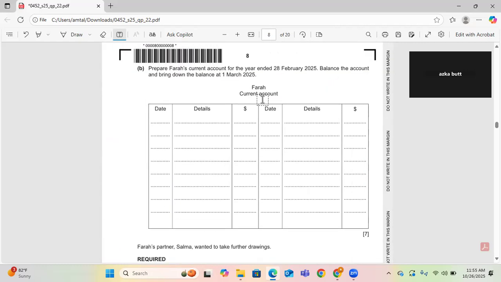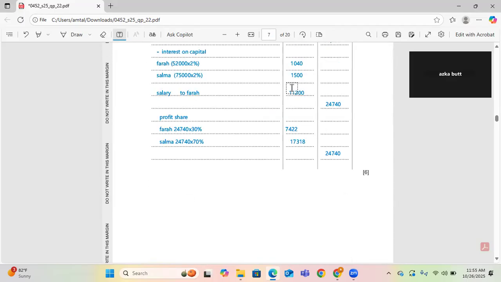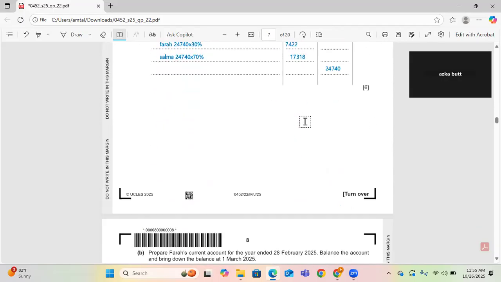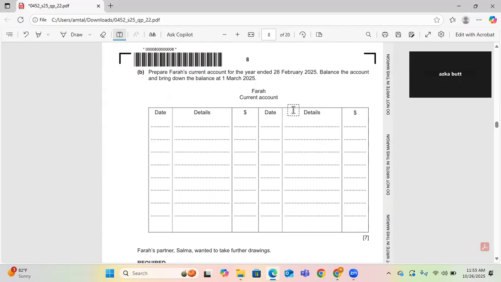Next question, we need to prepare a current account for Farah only. So let's see what was the opening balance in the current account. As you can see, Farah has a credit balance, which is the positive balance, 3450. So let's write it here. And since the year end is 28 Feb, the year start will be 2024 March 1st.